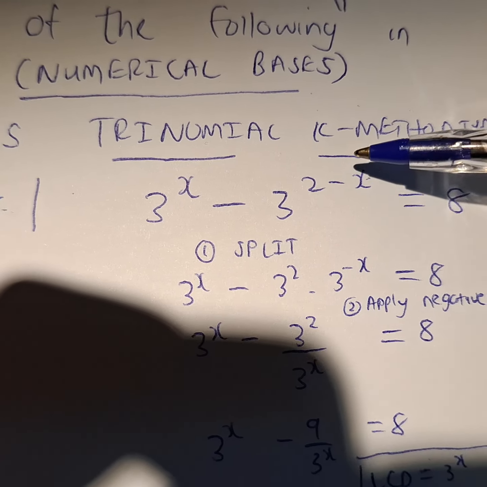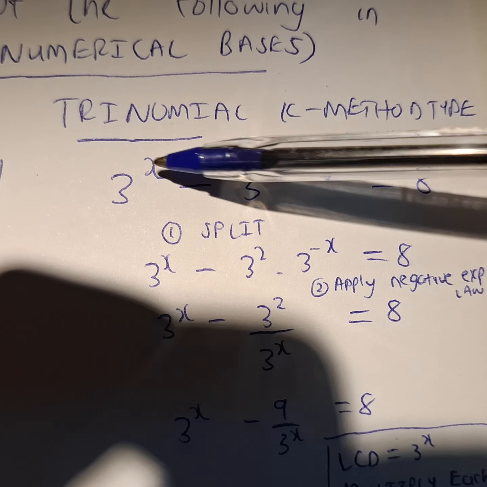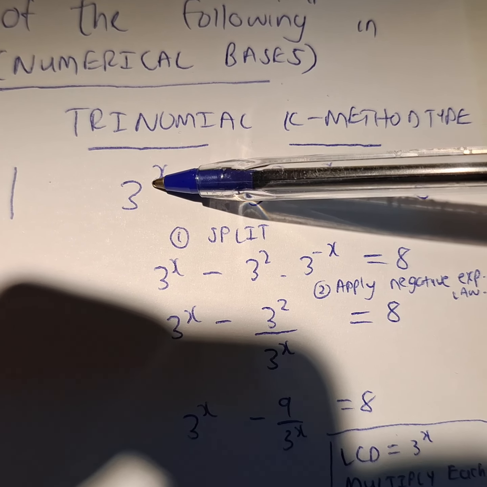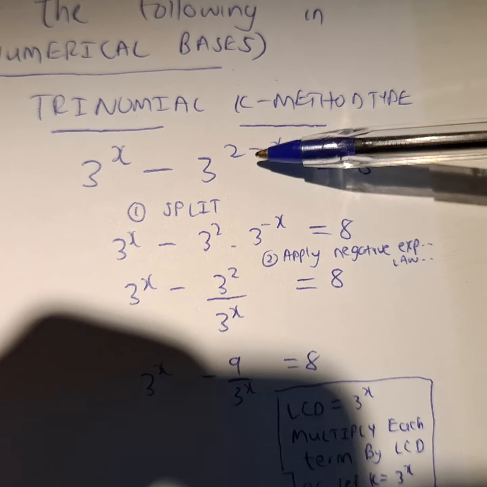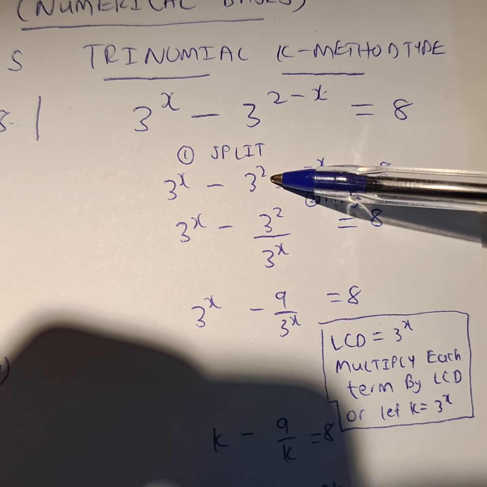But the trinomial k-method type, for the same base 3, for two different terms, we'd have a coefficient that's positive. So since it's 1 the coefficient, it's positive, and it's 1 the coefficient but it's negative, then we know it's the trinomial k-method type. So what do we do? We split the bases as we have done here.